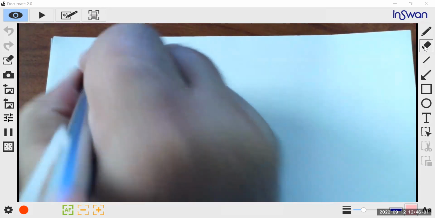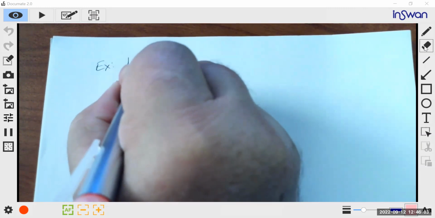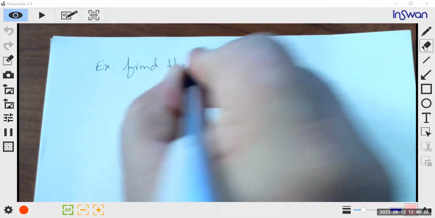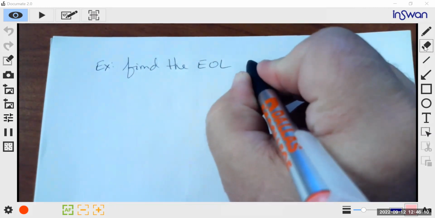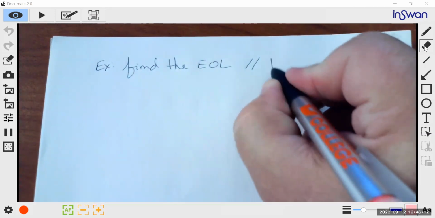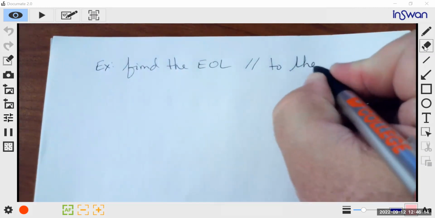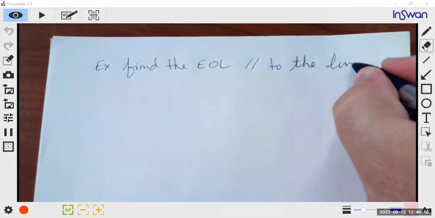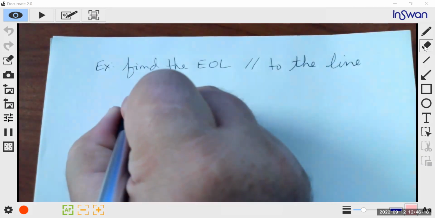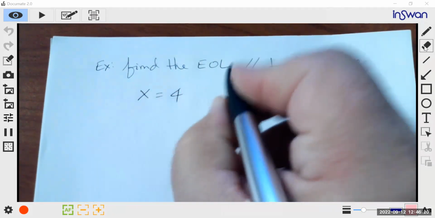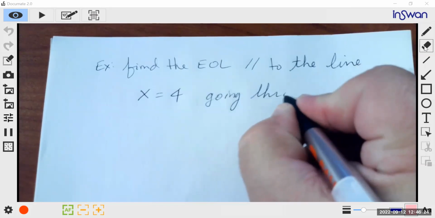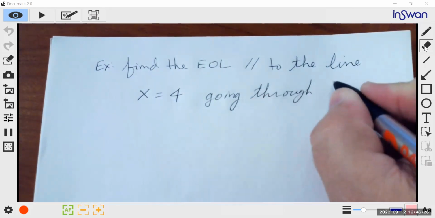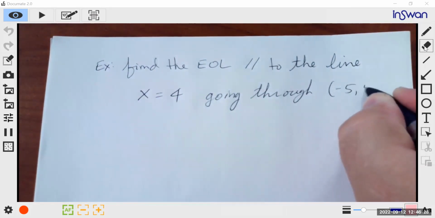Another example. Find the equation of the line parallel to the line x equals 4 going through -5, 5.